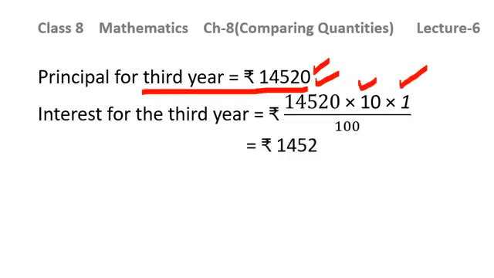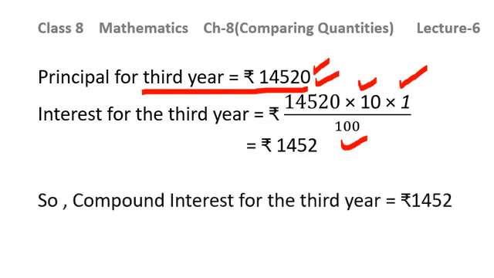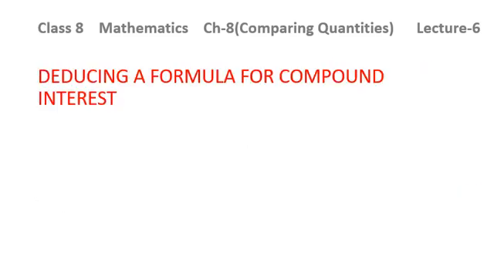So it will be 1452. So the compound interest for the third year will be 1452. I hope with the help of this question, it will be clear to you how to calculate the compound interest for the individual years.